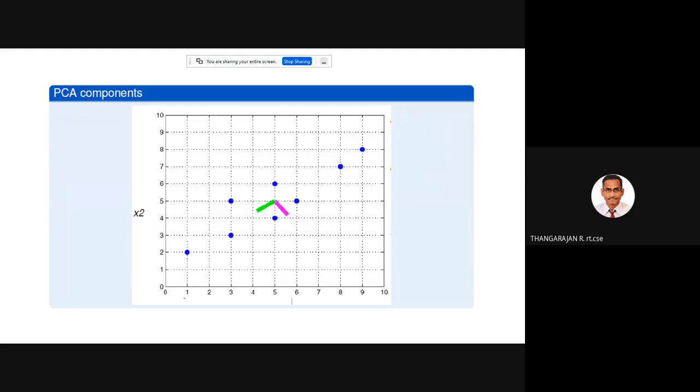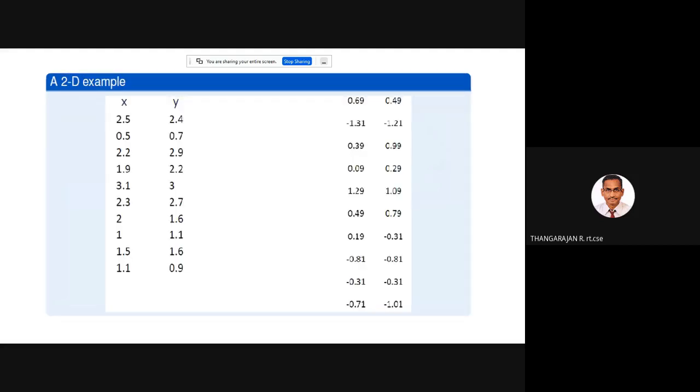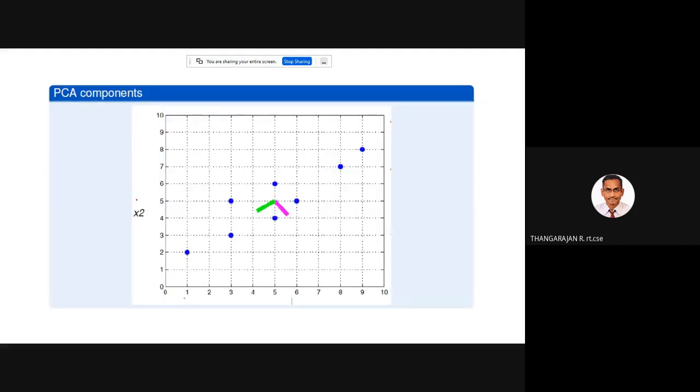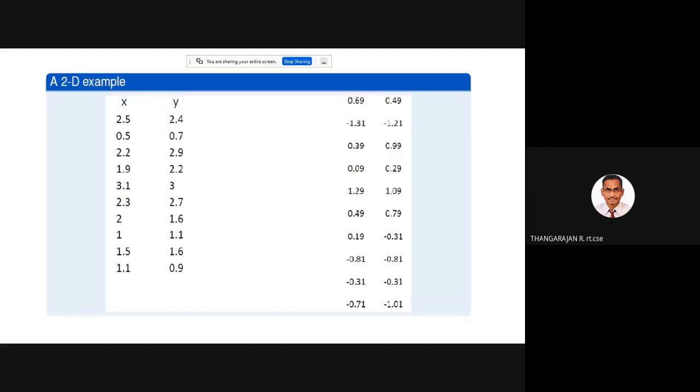There are two axes, x1 and x2. Now I take the mean of x and y, because I want to remove the mean and make it zero mean. I take the average of x and compute x minus x bar. Similarly, I take the mean of y and compute y minus y bar.